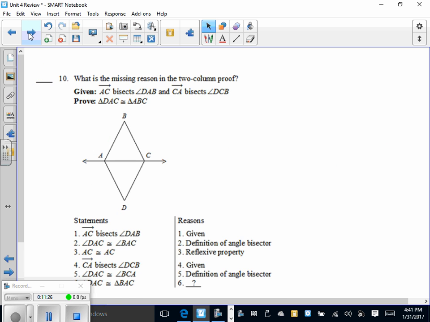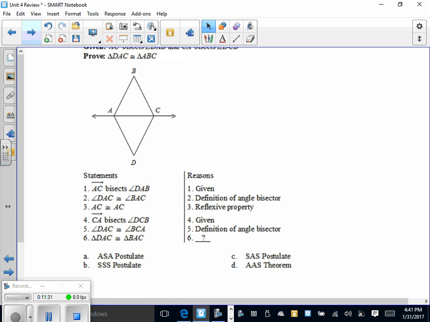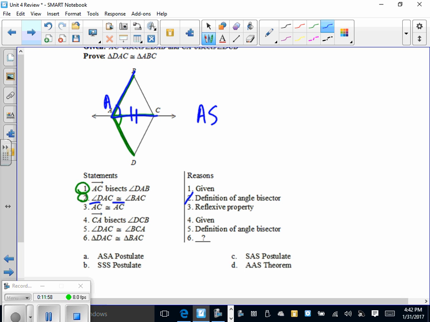Number 10, what is the missing reason in the two-column proof? Now, it tells you in the information that's given, it says this bisects it, so these two angles are congruent. So angle DAB is bisected. That means DAC is congruent to BAC. Okay? That's what takes care of 2. It says that line segment AC is congruent to line segment AC, so there's just an S. So I have an A and an S. I have an angle and I have a side. Then it even tells you reflexive property. You don't even have to know that.